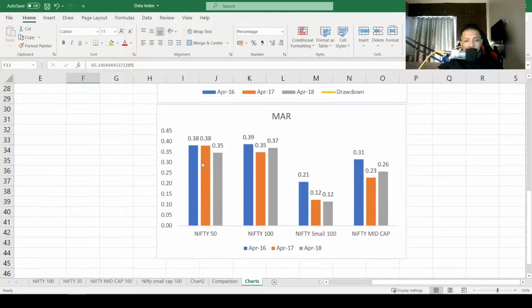Look at the MAR. Okay, again the same depiction of the managed account report. If you see Nifty 50 is somewhat stable across years, right? The risk versus return. Nifty 100 is also pretty similar. But look at what happens to small cap and mid cap.